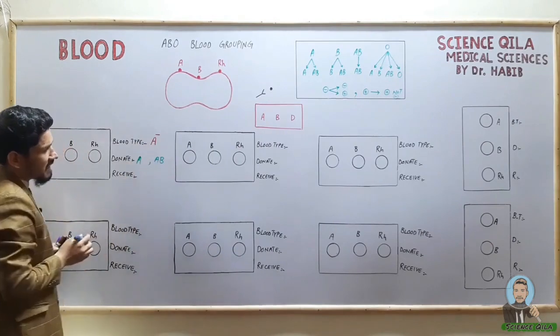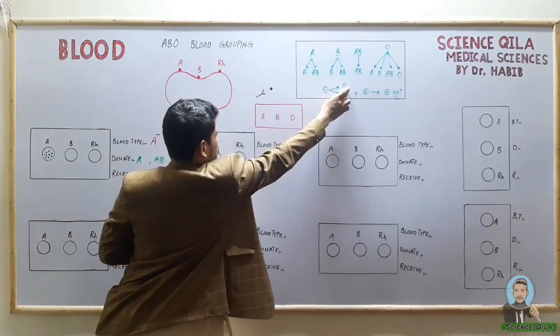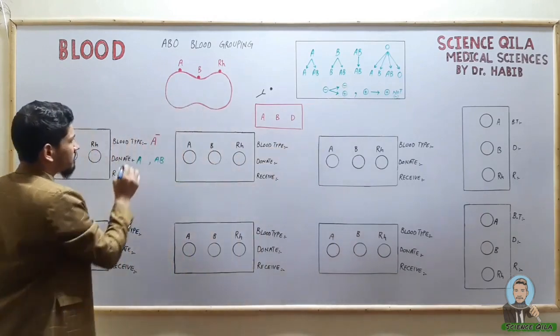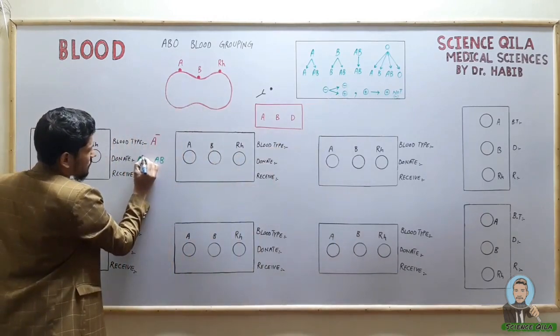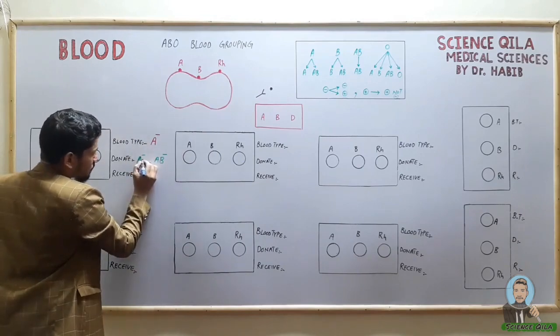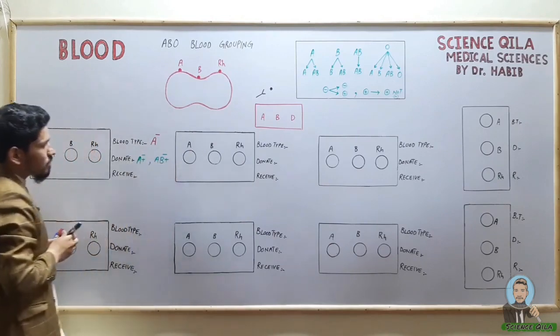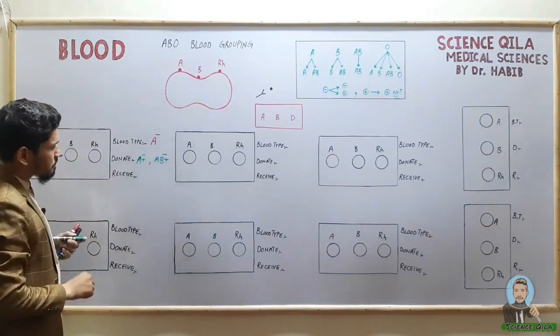And what's the rule for negative? Negative can donate to both the negative as well as the positive. So A negative can donate to A negative and AB negative, and A negative can also donate to A positive and AB positive. Okay, receive.